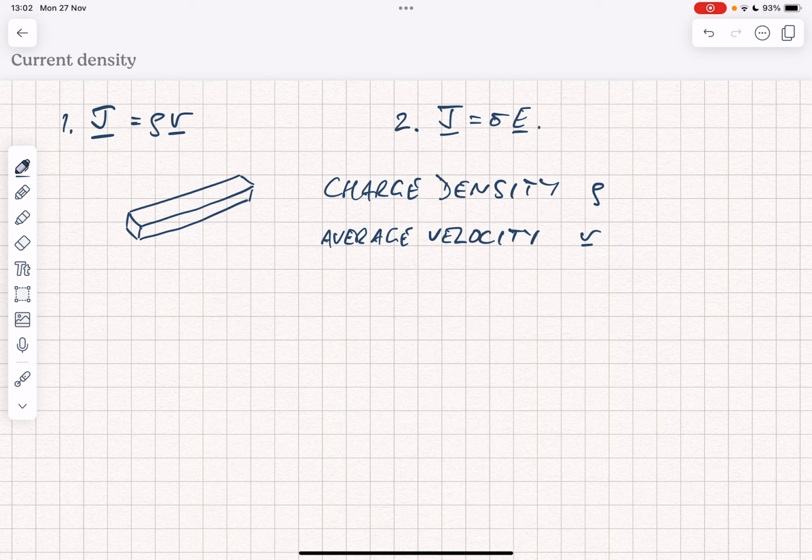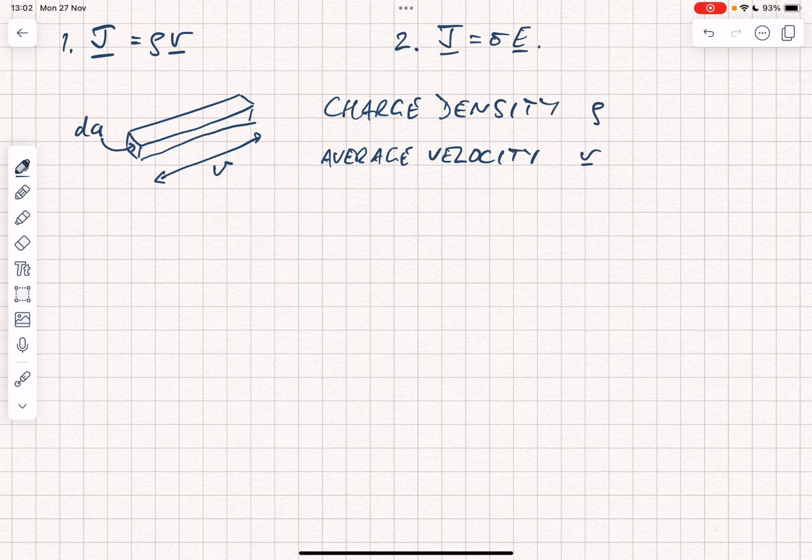Then in each unit time, we're going to draw out a tube of length v per unit time, and we're going to have a cross-sectional area at the end here, dA, let's say. So the total charge in that cuboid, if you like, that rectangular volume, is given by the charge density rho multiplied by the volume, which is the velocity v and the cross-sectional area dA.